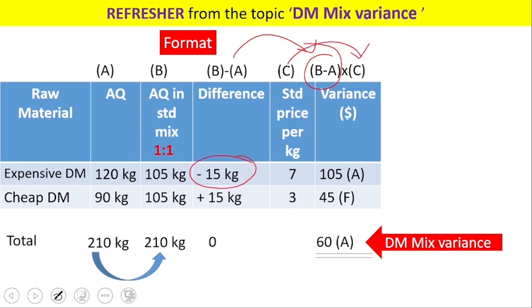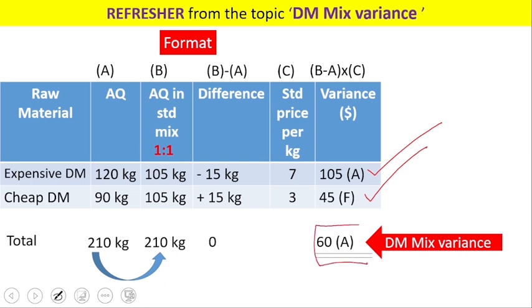And finally the last column is B minus A, that's this column, multiplied by C, that is this column. So minus 15 multiplied by 7, you get 105. Since it's a negative figure, you write adverse here. And the next row, plus 15 multiplied by 3, you get 45. Since it's a plus here, you write favorable here. Since it is 105 adverse and 45 favorable, the net direct material mix will be 60 adverse.